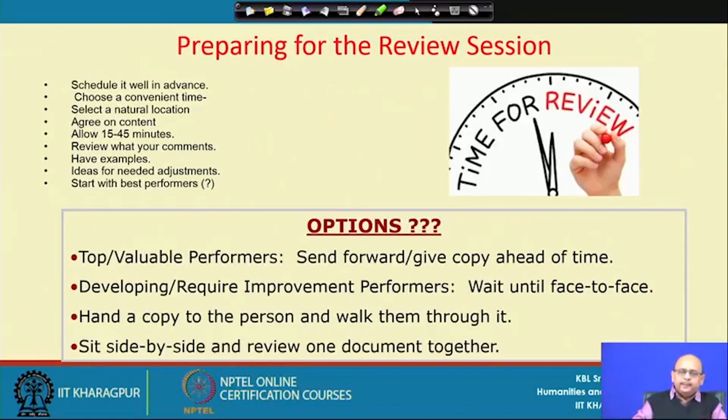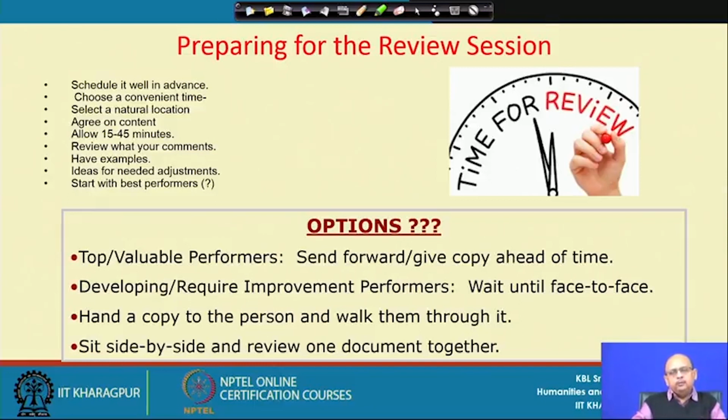Then once this review is there, you are going to write your comments. You also give examples: this is what was expected, this is what was not expected, this is what you did, this is what you are not supposed to do, right. So, you are going to give a lot of examples during the review process to explain them, and then prepare these things, that is, what you are going to ask, right.